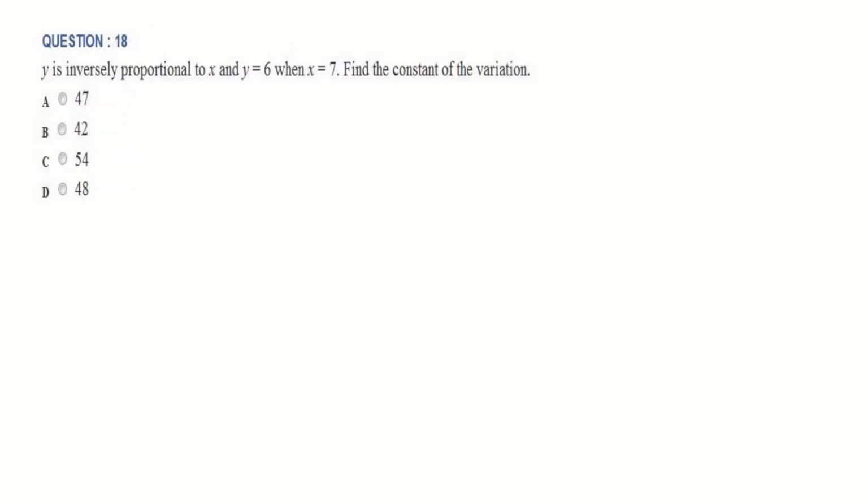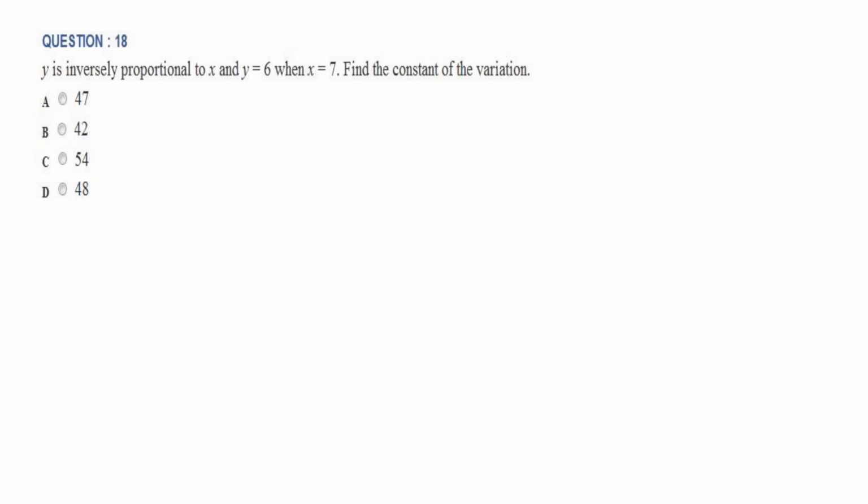Y is inversely proportional to x, and y equals 6 when x equals 7. Find the constant of the variation. So we have options A to D. How do we do this? We are given y, which is inversely proportional to x, and y equal to 6 when x equal to 7. We have to find the constant of variation.